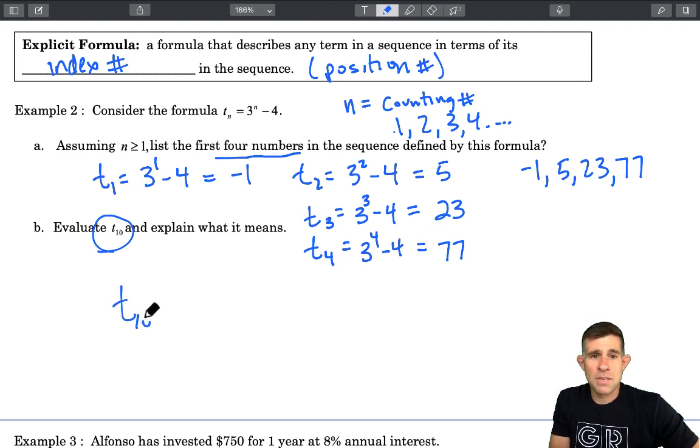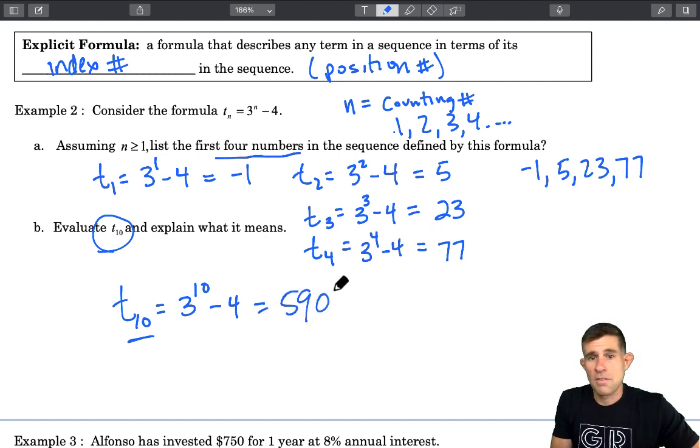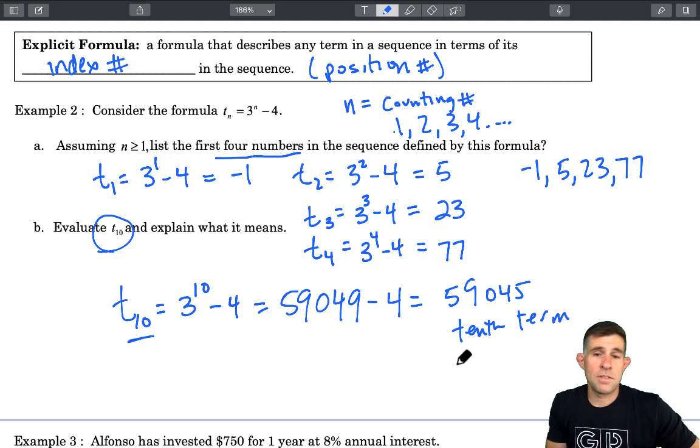All right, next up it says to evaluate T sub 10 and explain what it means. So T sub 10, in other words, the 10th position, or the value of the 10th term in this sequence, can be found by taking 3 to the 10th power and subtracting 4. Now, 3 to the 10th power is 59,049, and we're going to subtract 4 from that. So that results in 59,045. And so this is the 10th term in our sequence.